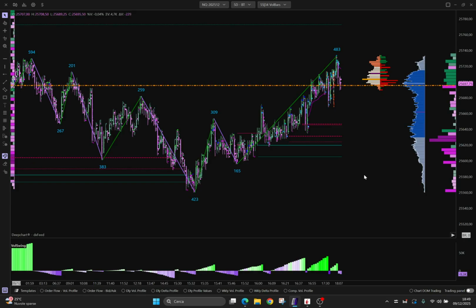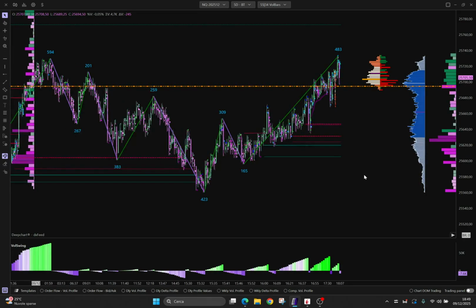Because if I tell you now, leave the profile at home. This is the swing point. This is the first swing. This is the second. This is the third. Are we all agreeing that we are long in structure? Yes or no?